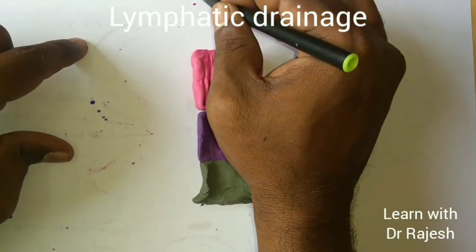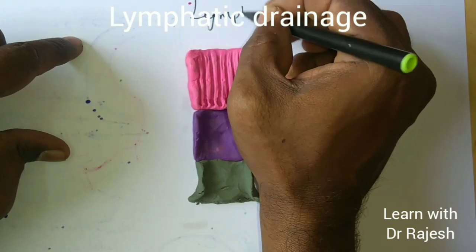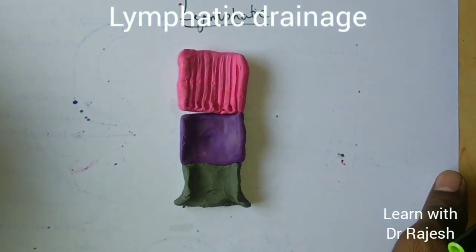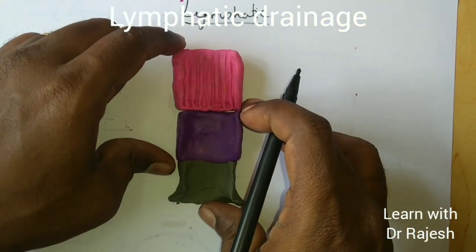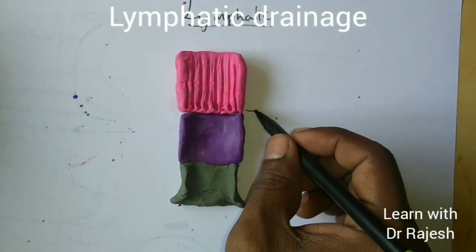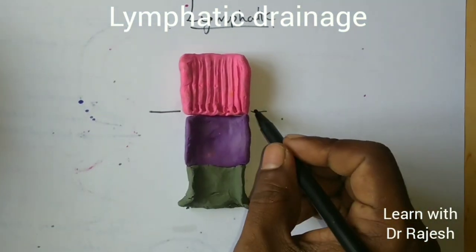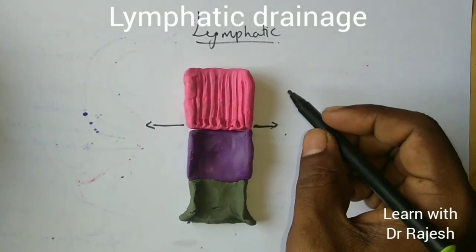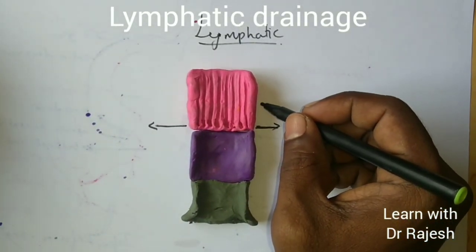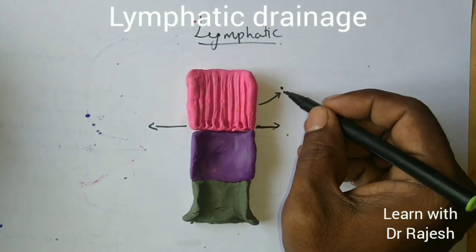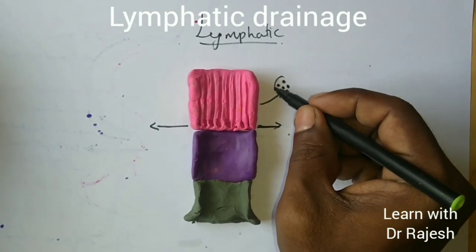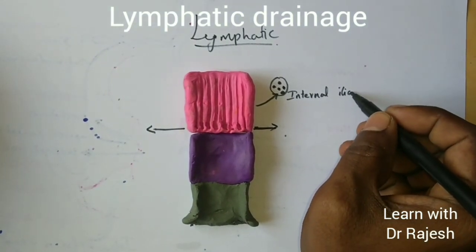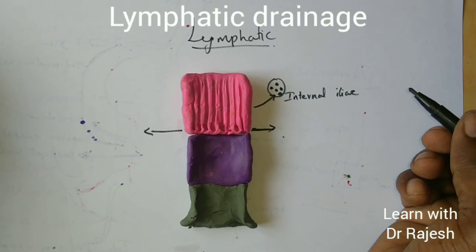Next, coming to the lymphatic drainage. This lymphatic drainage also follows 2 different paths depending on the developmental source itself, that is the pectinate line. Above the pectinate line, the lymphatics will be draining into the internal iliac nodes.